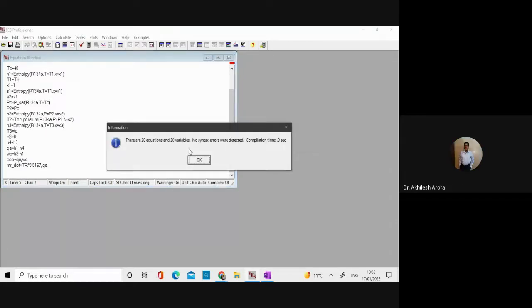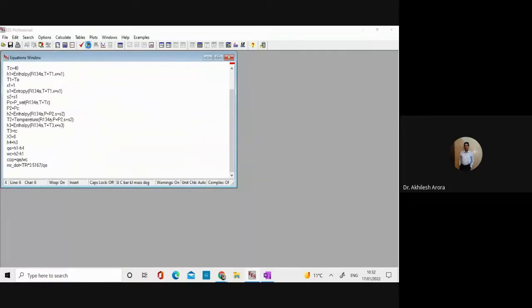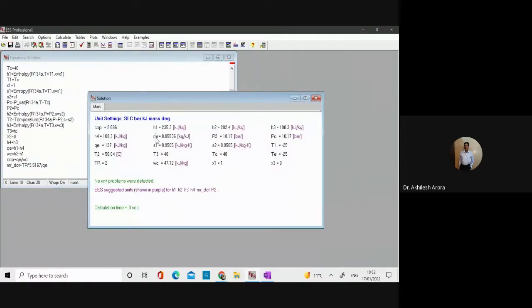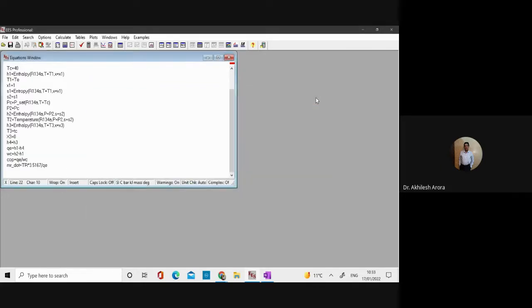So 20 equations, 20 variables. So MR, mass flow rate, is 0.05536. It says something else, kg per kilojoule, but it is actually kg per second. Don't worry, if you are clear about the units. It's seeing mass on the left-hand side. M stands for the mass and QE has the units kilojoule per kg, so it is giving units as kg per kilojoule, the reciprocal of kilojoule per kg.